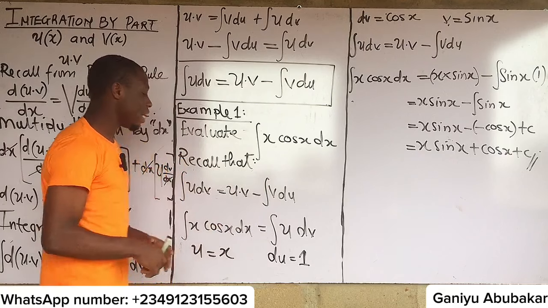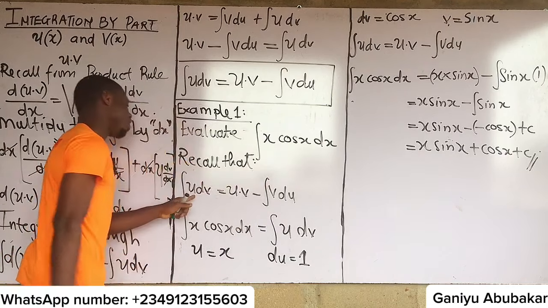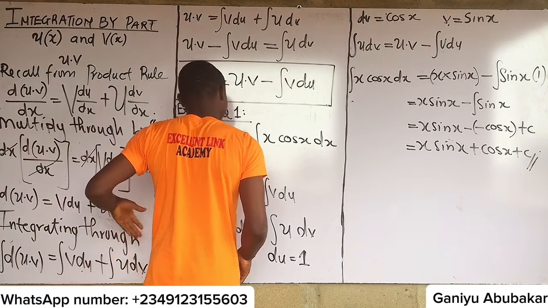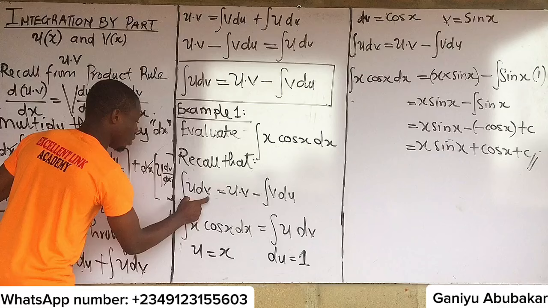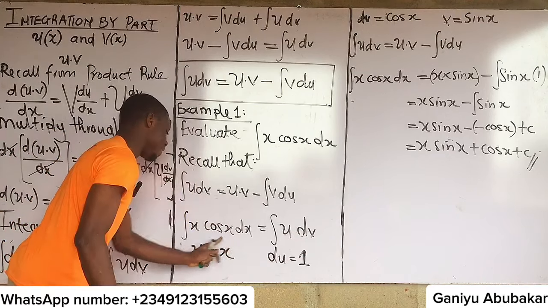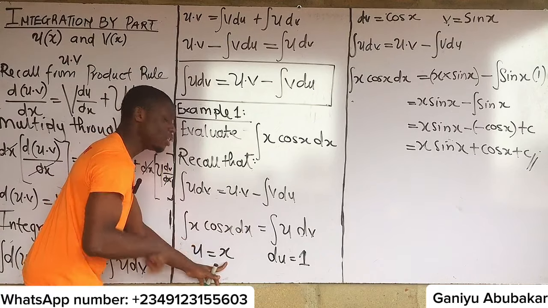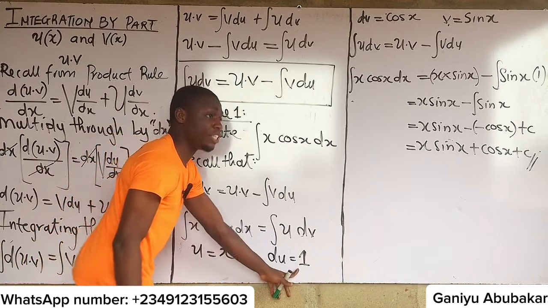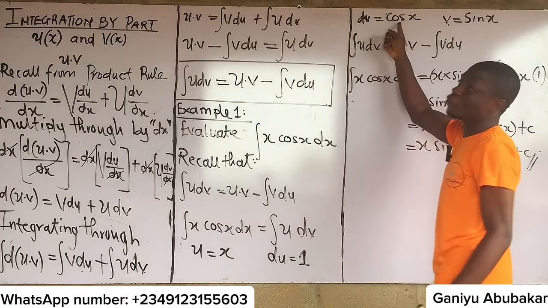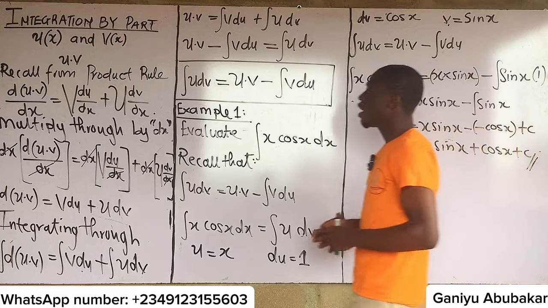So the concept here is that you are comparing. Pick out the question and compare with this formula, the formula at the left hand side. It means that u is x, dv is cos x. So put them this way. If I'm having u to be x, to get du, I will differentiate. If I'm having dv to be something, to get v, integrate that function.